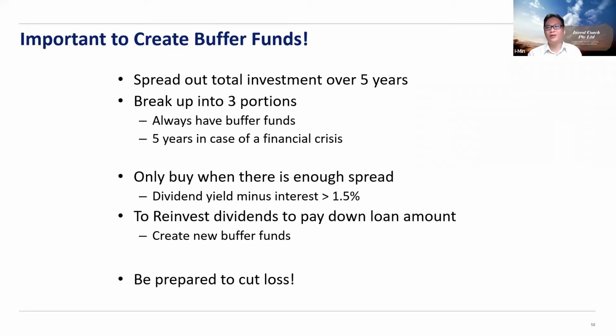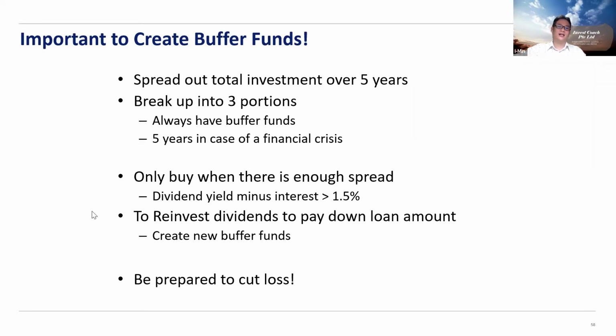Of course, if you want to, you can always instruct your remisier, please withdraw all the dividends for me. You can do that. But then you are not reducing the loan. So what I'm suggesting here is this: still always try to pay off the loan.